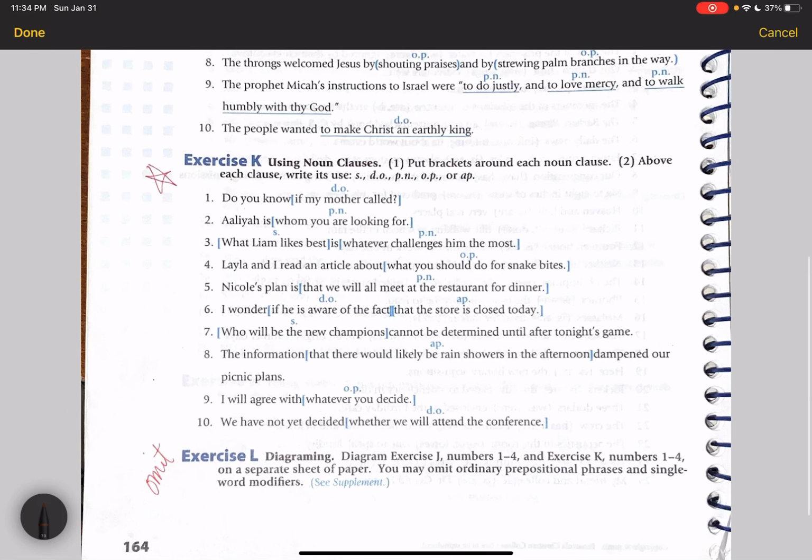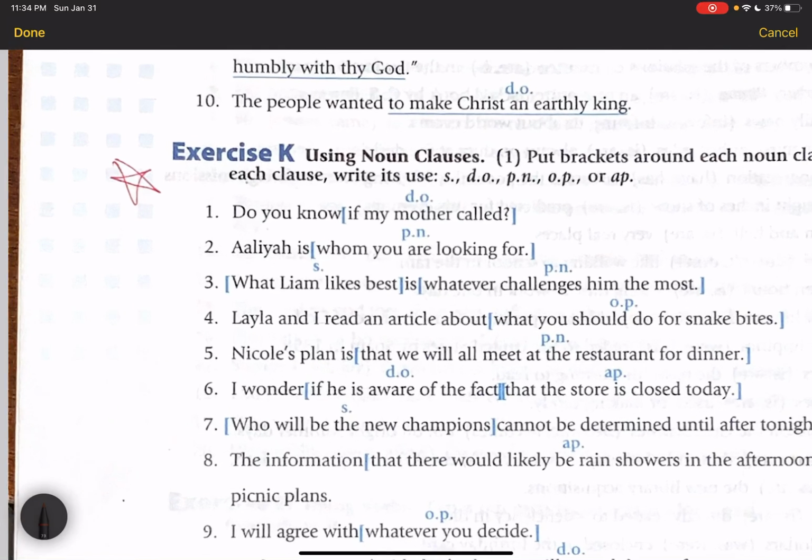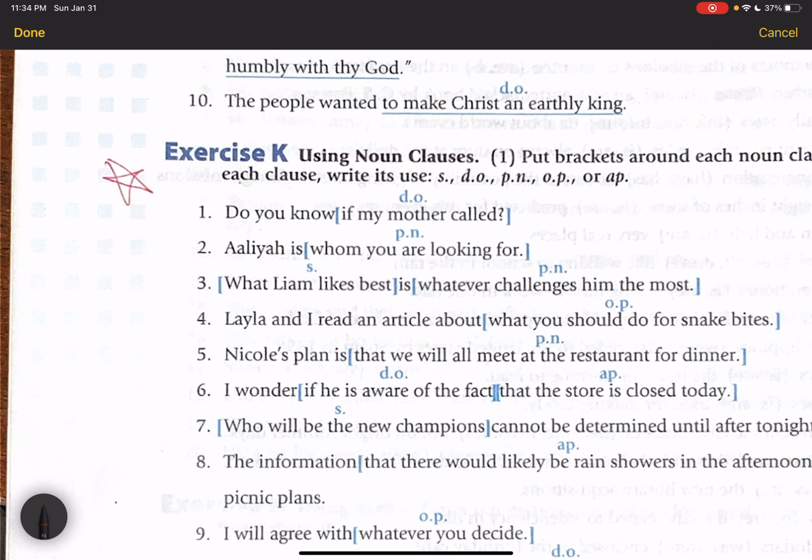And exercise K, using noun clauses. 1, put brackets around each noun clause. 2, above each clause write its use: subject, direct object, predicate nominative, object of the preposition, or appositive. All right, number 1, do you know if my mother called? Here is a noun clause, so we put it in brackets. It's the direct object of the sentence following the verb know.